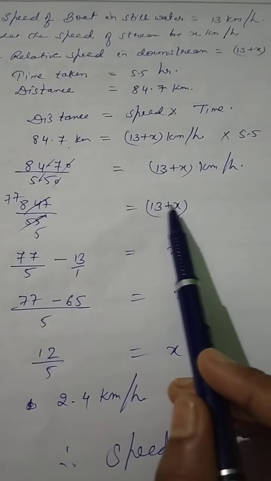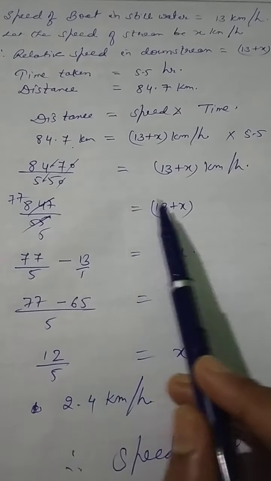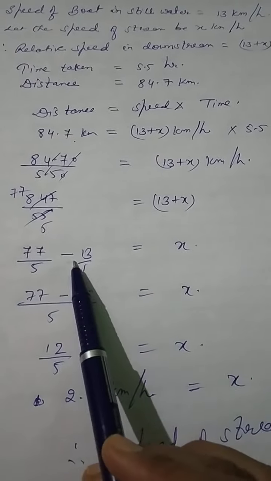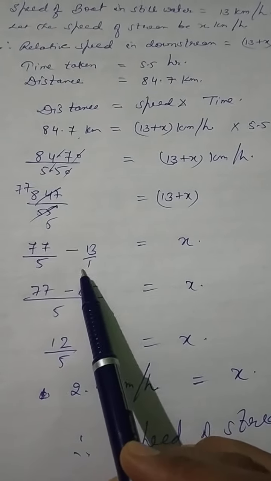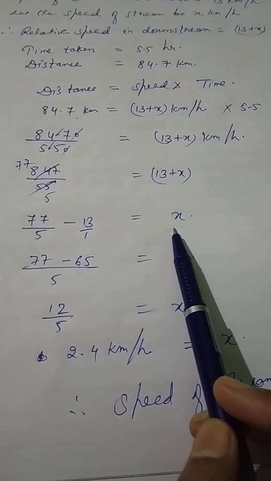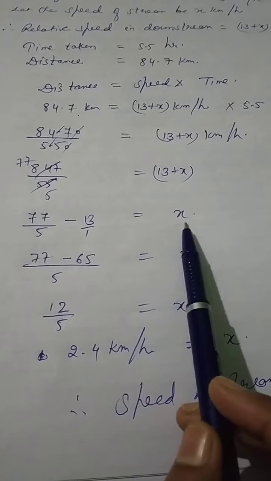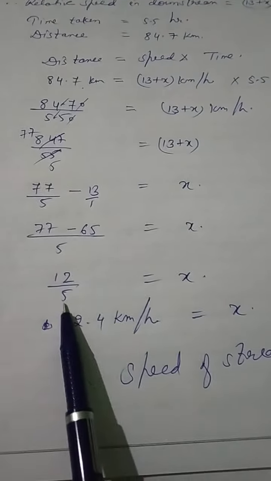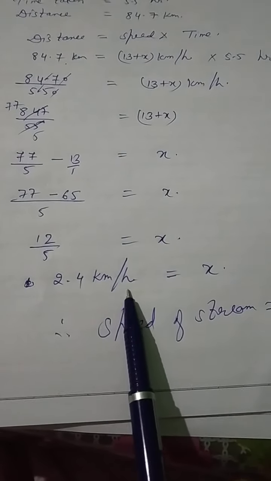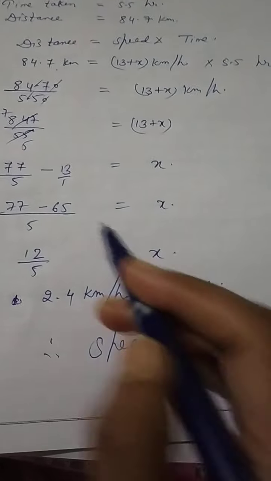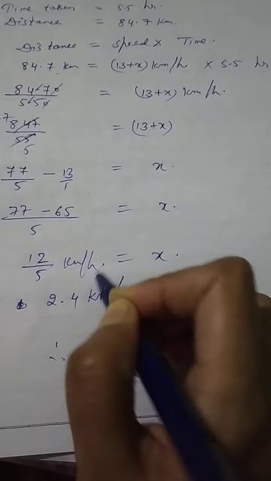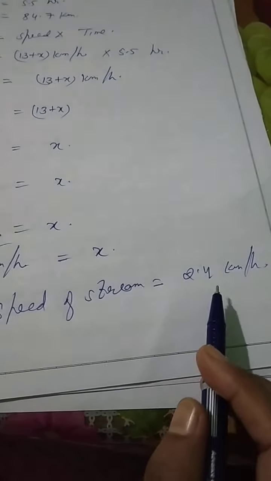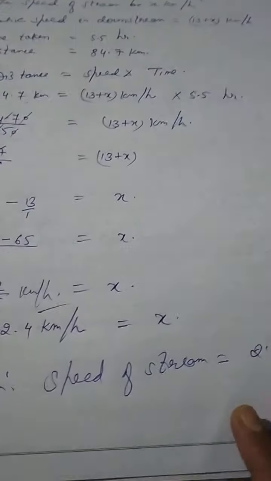Now this is in plus 13. If it comes to this side, it will become minus. So 13 will come here with a subtraction sign. x will remain on this side because we have to find the value of x. If you subtract this, take the LCM, we will get 12 by 5, that is 2.4 km per hour, which will be the speed of the stream, that is 2.4 km per hour.